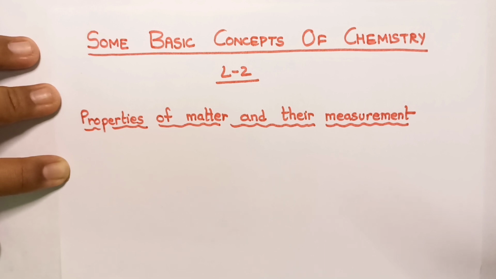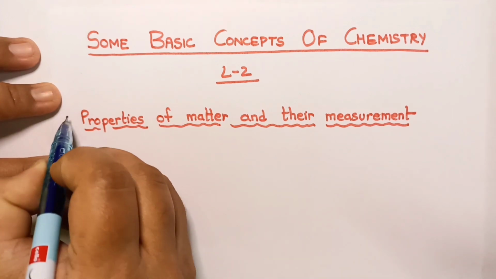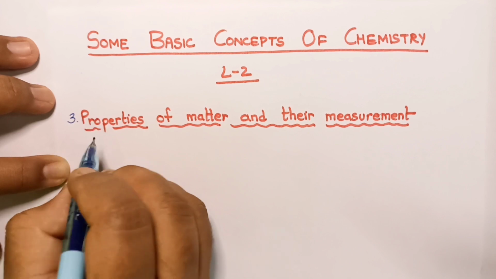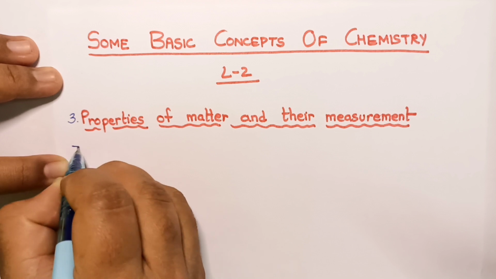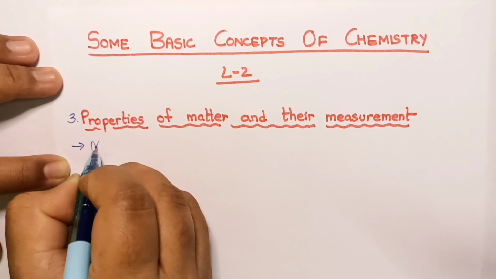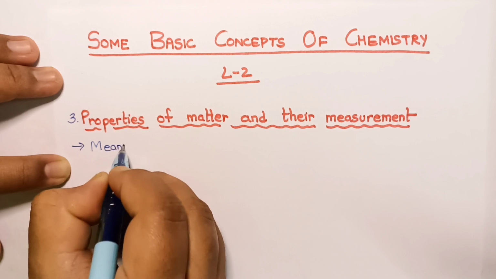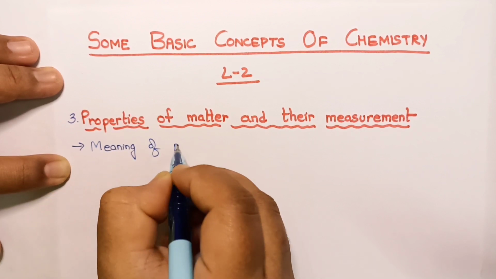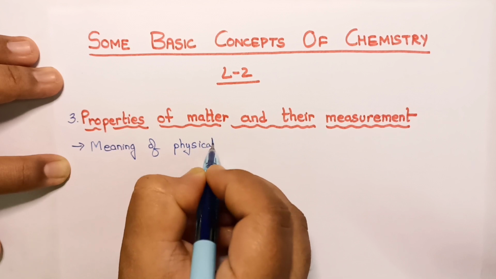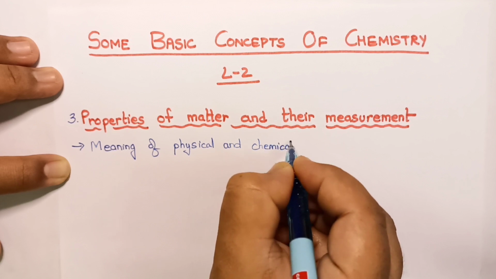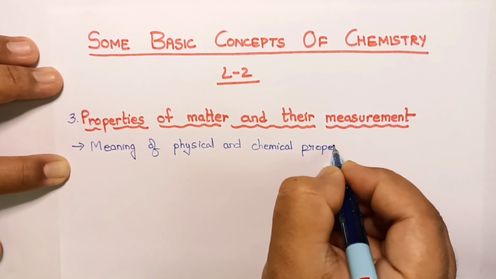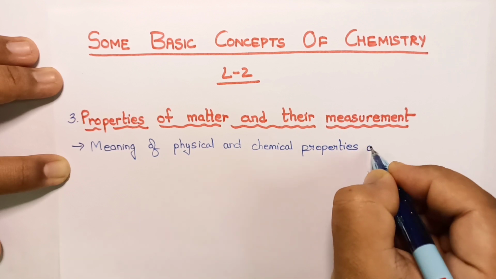And today we are in the second video, and in this video we are going to discuss the properties of matter and their measurement. Okay, it is the third topic of the chapter, properties of matter and their measurement. Under this topic we are going to learn about the meaning of physical and chemical properties, and their measurement.